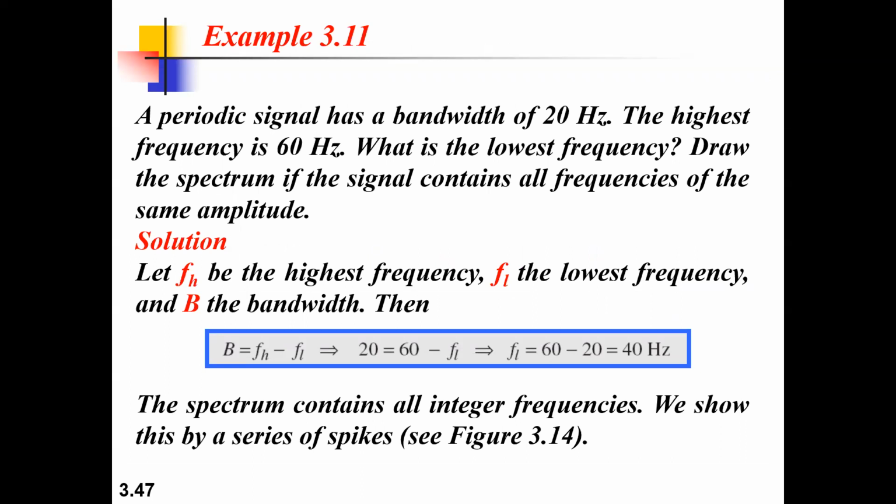Another one says periodic signal has a bandwidth of 20 hertz. So in this example, it is already giving us the bandwidth. We said 20 hertz is equal to the highest frequency minus the lowest frequency, and the highest frequency is 60. What is the lowest frequency? Basically, we're looking for that X value. X will be 40. So we'll say the lowest frequency is 40 hertz.